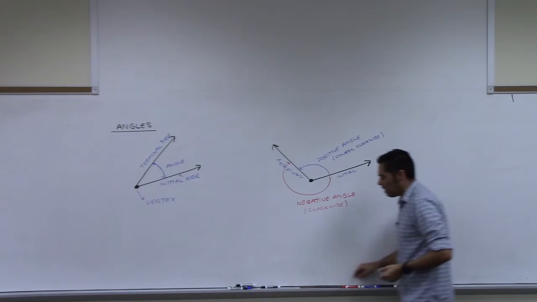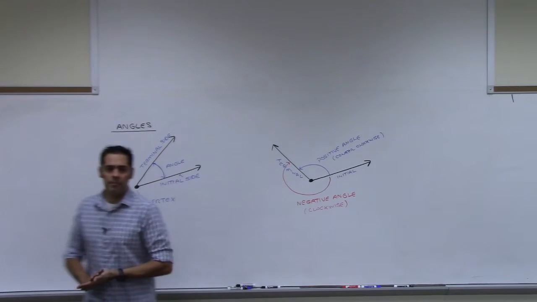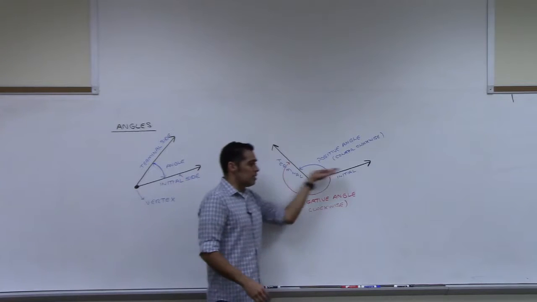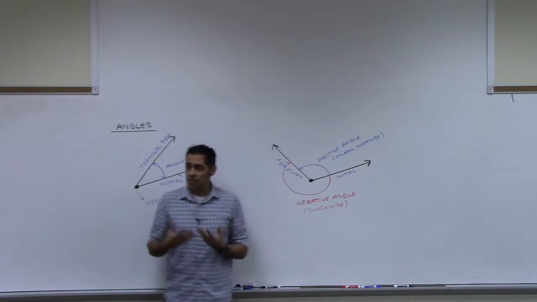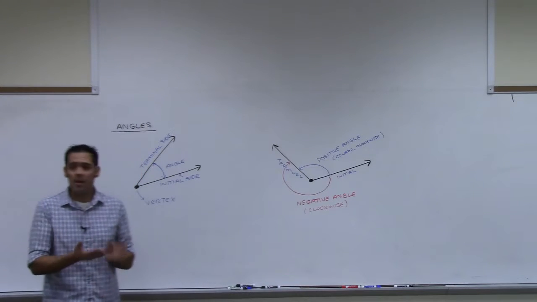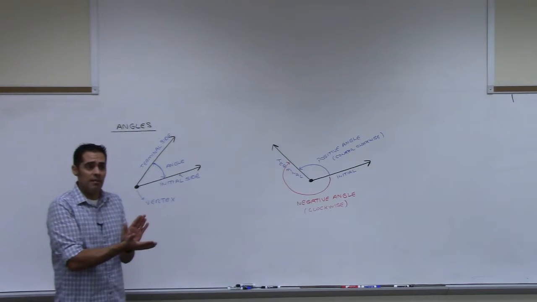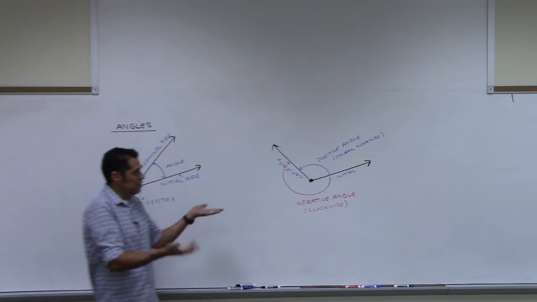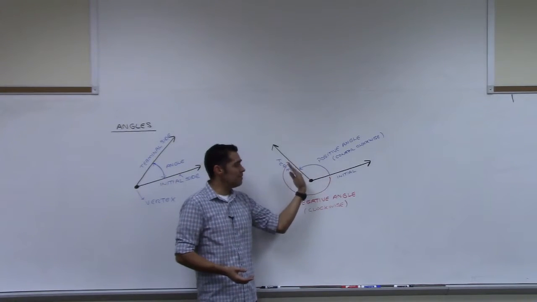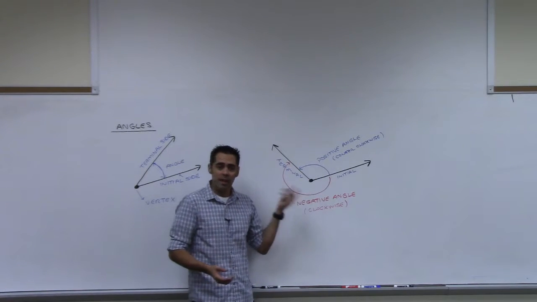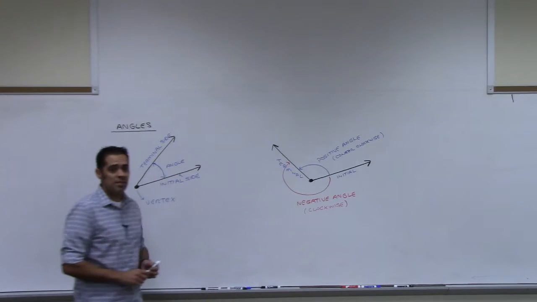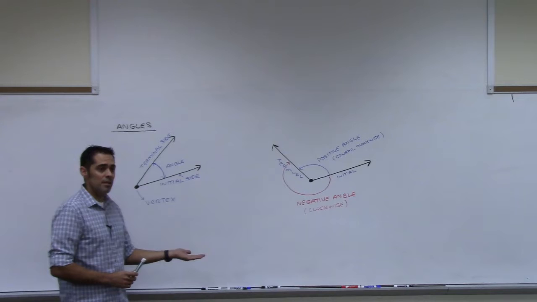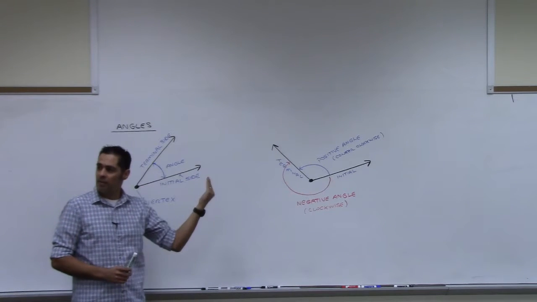The most important thing I want you to see in this is that having an initial side and a terminal side, you can see that there are actually two different angles formed by the initial and terminal side. Right? They're two different angles. One of them's a positive angle, the other one's a negative angle. And it turns out later on, as we progress through this, that there's an infinite number of angles that start at the initial side and end at that terminal side.